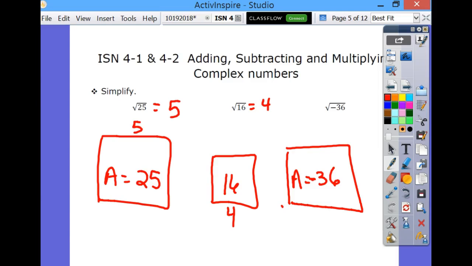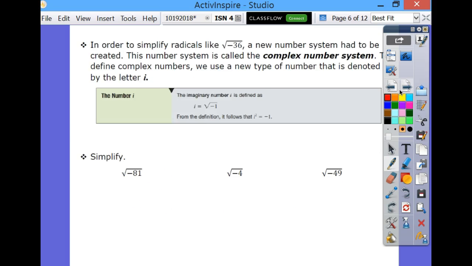In order to solve this, we need a whole brand new kind of number. This brand new kind of number is called the imaginary number. This imaginary number is i. That is the definition of the imaginary number. That's all the imaginary number i is. It's the square root of -1.